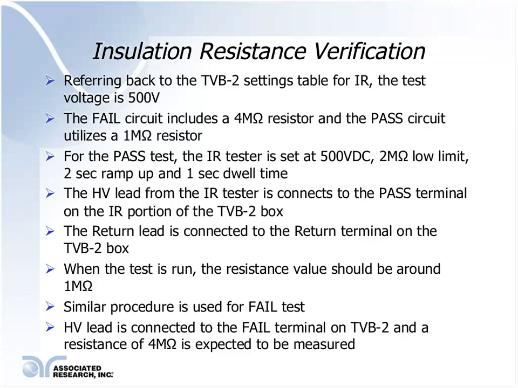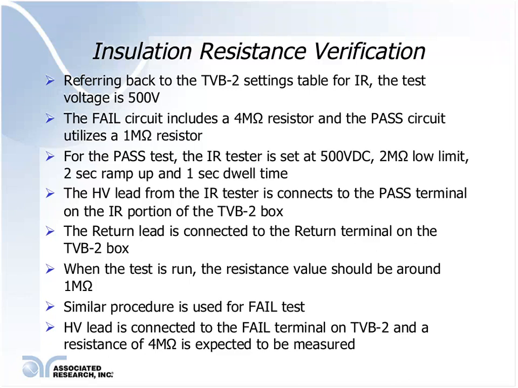When the test is run, the resistance value should be around 1 mega ohm. Remember, this is for the pass side, and the pass side is utilizing a resistor of 1 mega ohm. So if the result of the test is around or close to 1 mega ohm, this would result in a test pass.